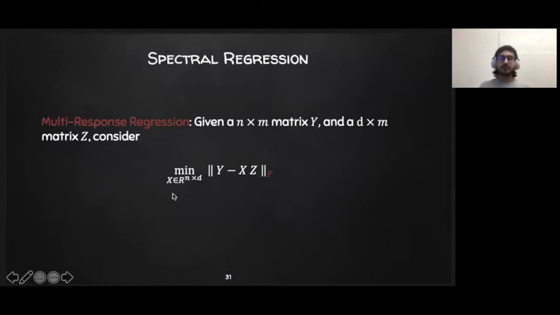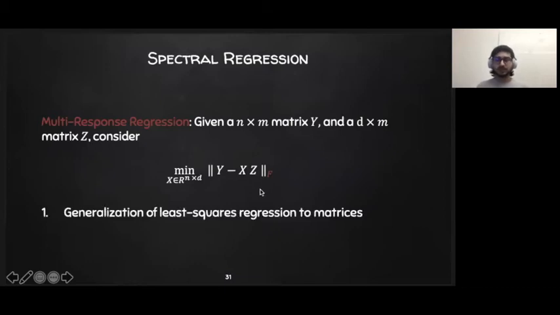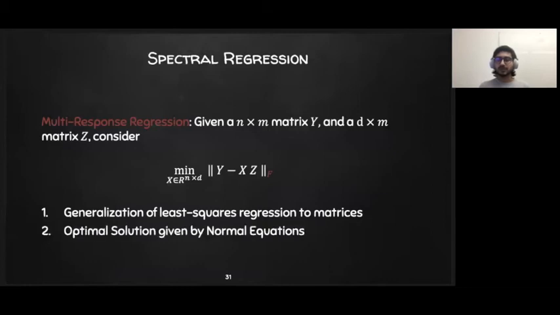We want to find the minimum x such that Y minus X times Z is small in a Frobenius norm. Note, this problem is a straightforward generalization of the least squares regression problem to the matrix setting. This problem is really well studied, and in fact, it admits a closed form solution using normal equations.